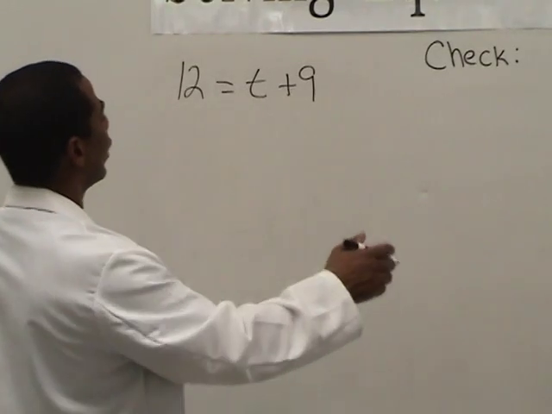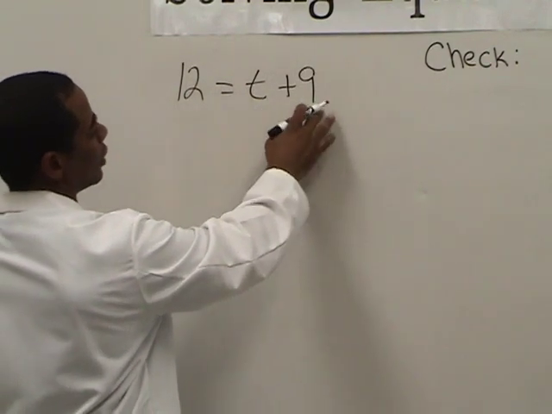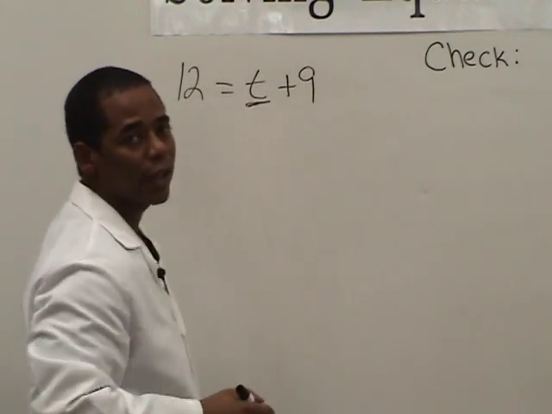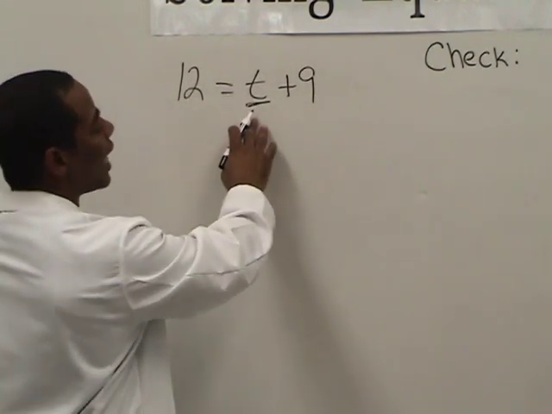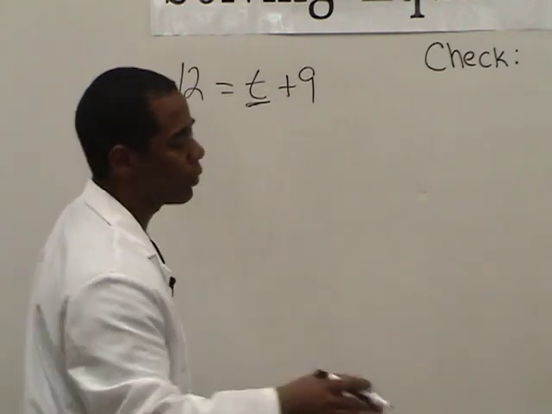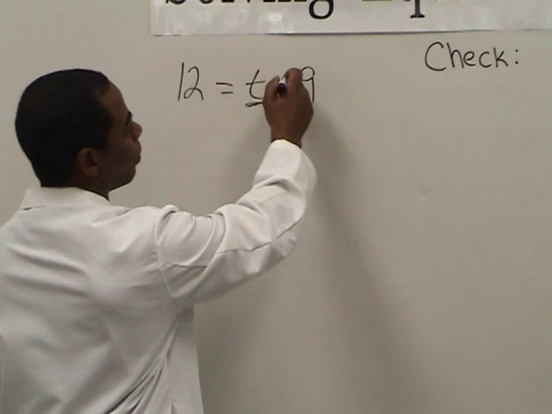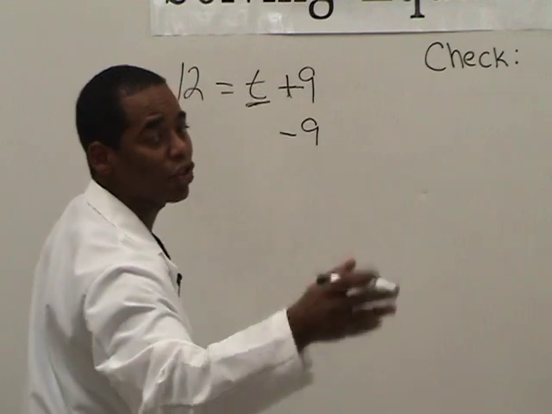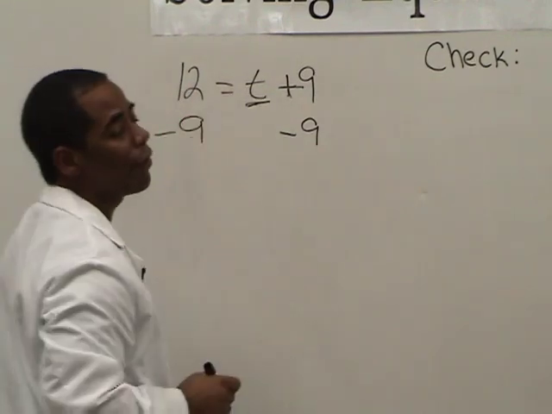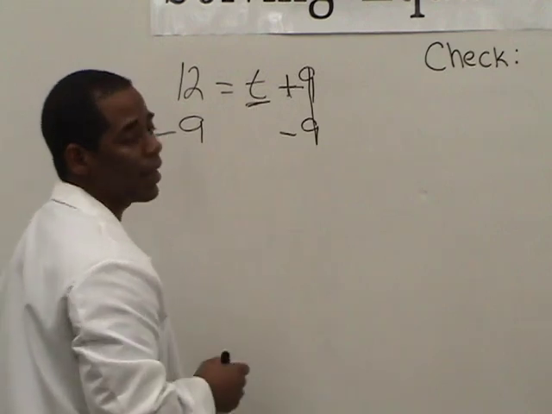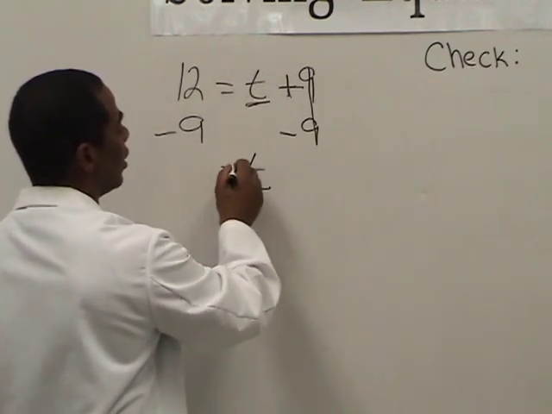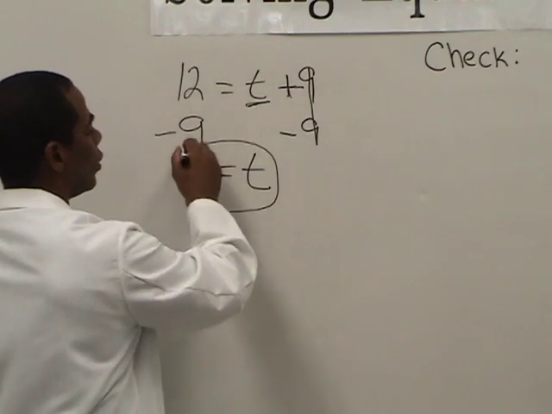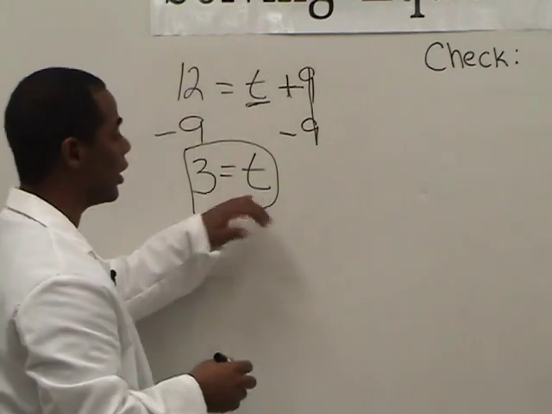Time. Okay, we have the problem 12 equals t plus 9. That's our equation. First step is to identify the variable, which is t. Now we need to isolate the variable by doing the opposite operation. We need to get rid of the 9. That's plus 9, so we're going to subtract 9. And remember, we're going to have to subtract it from each side. So you subtract 9 from both sides. These 9s, 9 minus 9 is 0, will cancel out. Leaves me t is equal to 12 minus 9 is 3. So we said that 3 is equal to t, or t is equal to 3.